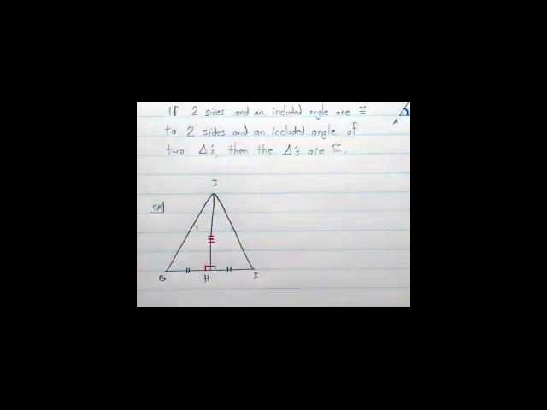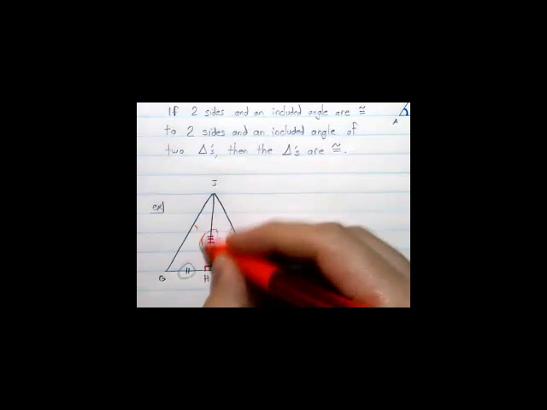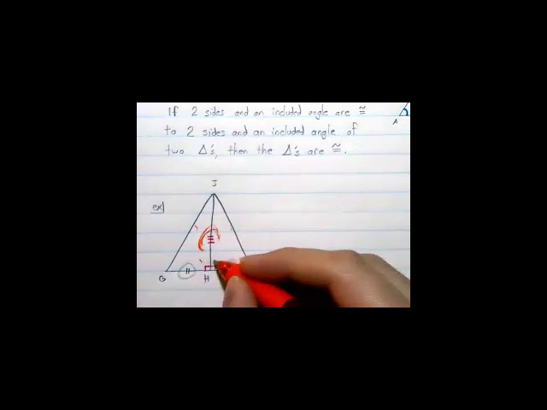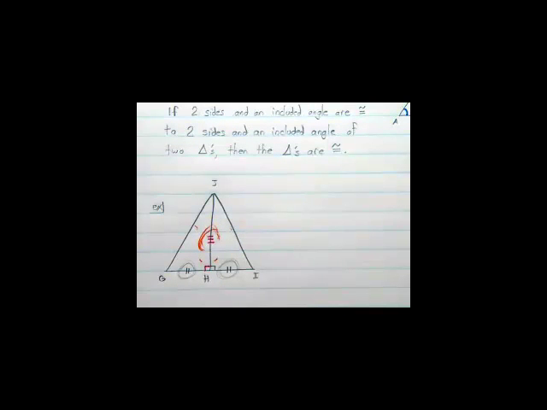Can we use SAS? Yeah, we can, right? So this matches here. This middle one matches itself, and then we've got the angle here and the angle there. So we can go side, angle, side, matches side, angle, side. Okay? So yes, they are congruent.